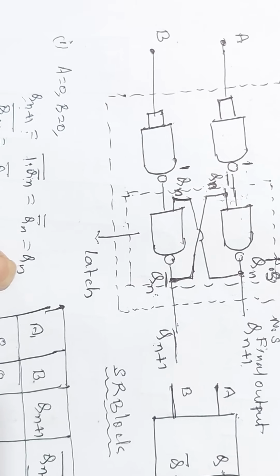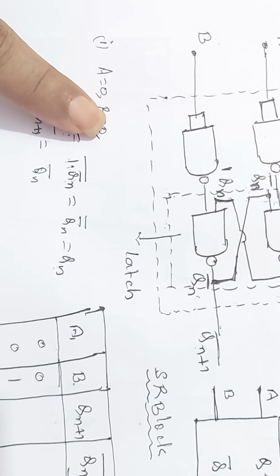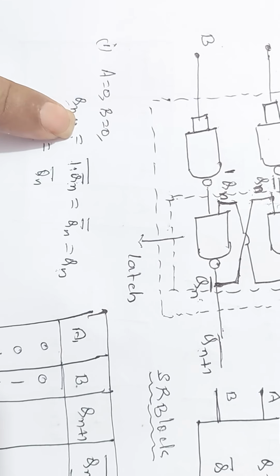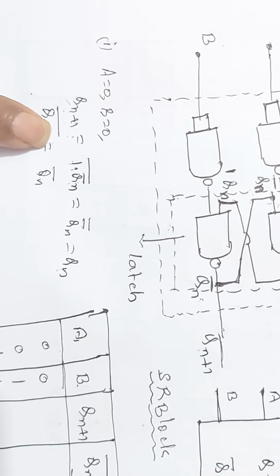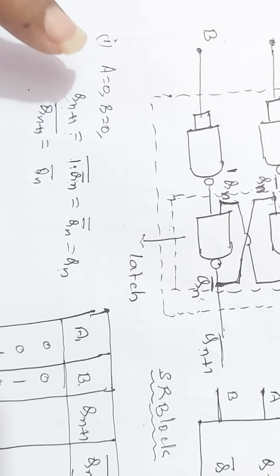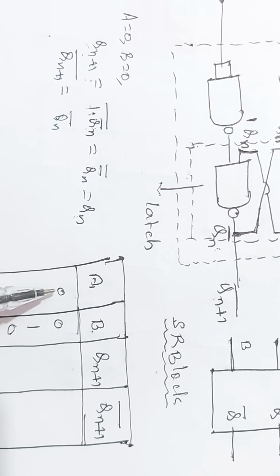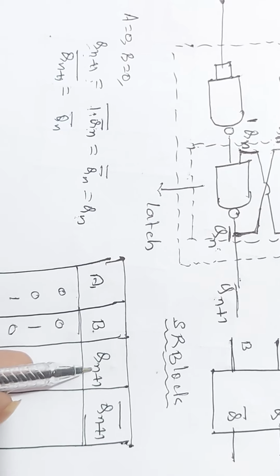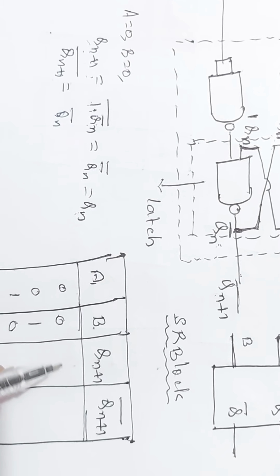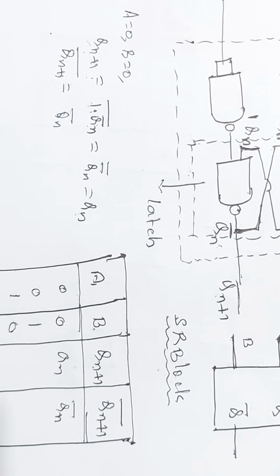Previously, it was Qn and Qn bar. When A equals 0, B equals 0 are applied, again the final outputs, that is Qn plus 1 and Qn plus 1 bar, are Qn and Qn bar. Thus, even when the inputs A equals 0, B equals 0 are applied, the output remains in the previous state itself. Therefore, in this condition, when A equals 0, B equals 0, the final output remains in the previous state. This output is Qn, this output is Qn bar.